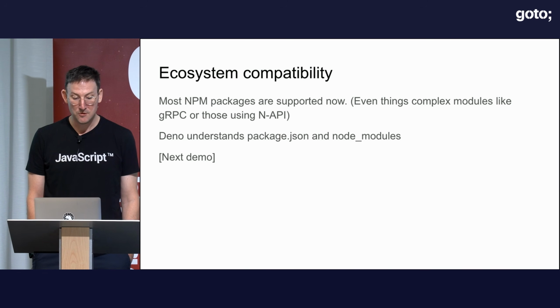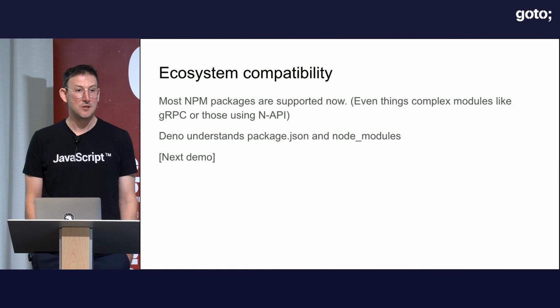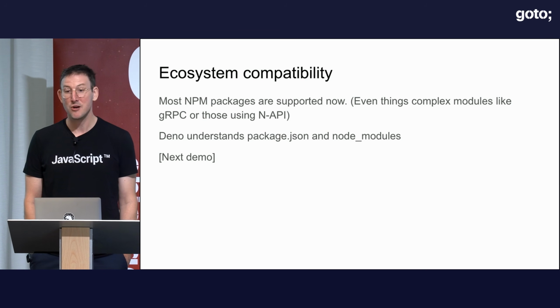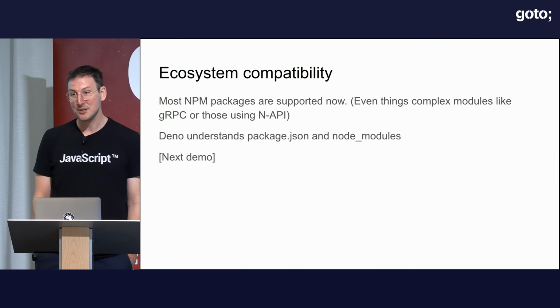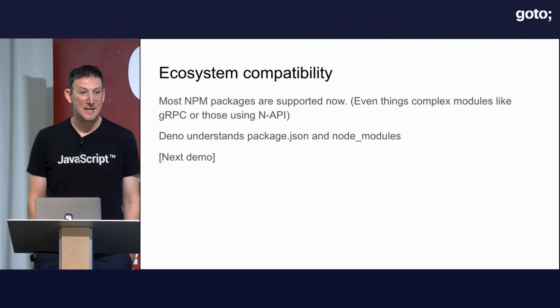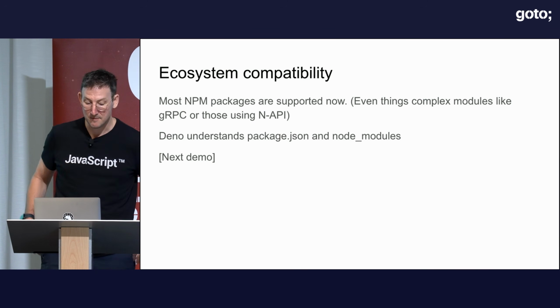And now with Deno 2, most NPM packages are supported. And we strive to support all of them. There is, of course, a long tail of things that might not work. But very complex modules like gRPC or packages that are using native extensions, so-called NAPI, are supported in Deno. So yeah, Deno really understands package.json and node_modules and works well with the NPM ecosystem.